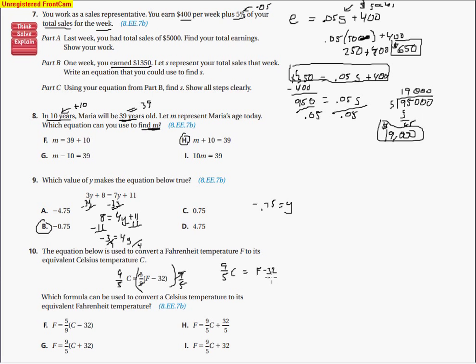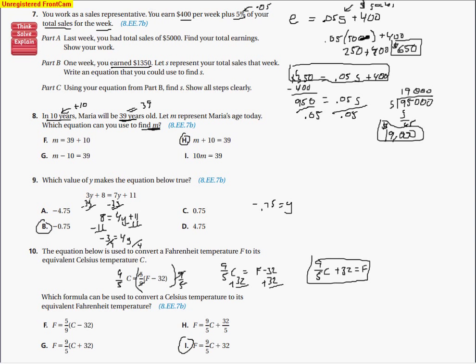So from there, I go ahead and add the 32 to both sides, and now I've got 9/5 C plus 32 equals F. And that would be my answer. So let's find that one. 9/5 C plus 32. There it is, letter I.